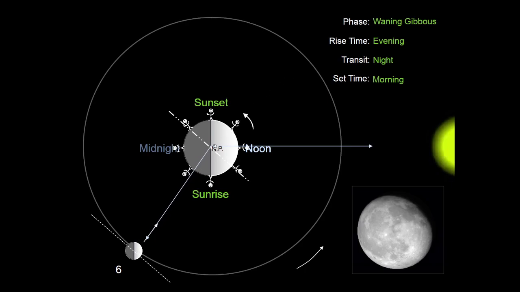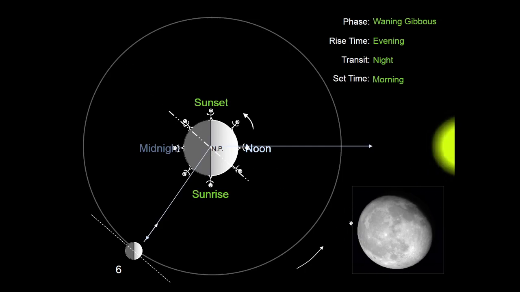Waning gibbous over here, you can see most of the moon, with a little sliver that's dark. And if we go back a few, we can see that the rise time is in the evening, so it's after the sun has set. The waning gibbous will rise, and this is kind of what it looks like.